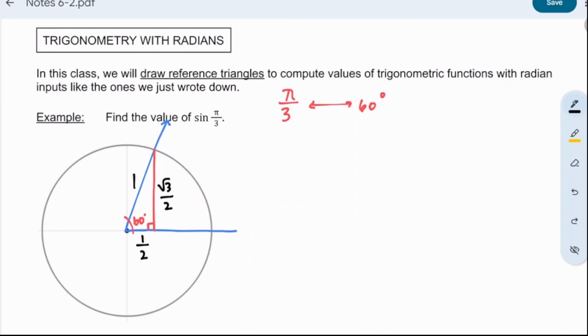Remember, for 30, 60, 90, for our reference triangle at least, the hypotenuse is 1, the short leg is a half, and the long leg is root 3 over 2. So if we're finding the sine of pi over 3, we're really just going to take opposite over hypotenuse from that reference angle of 60 degrees. So sine of pi over 3 equals root 3 over 2 divided by 1, and it's just root 3 over 2.